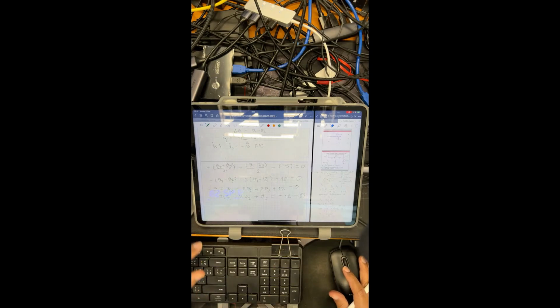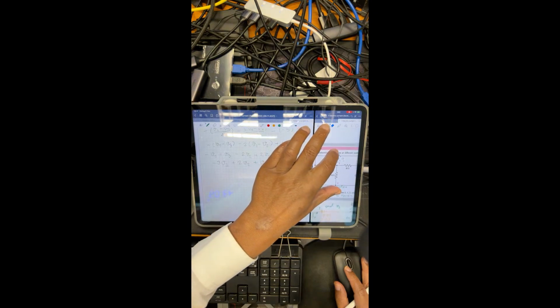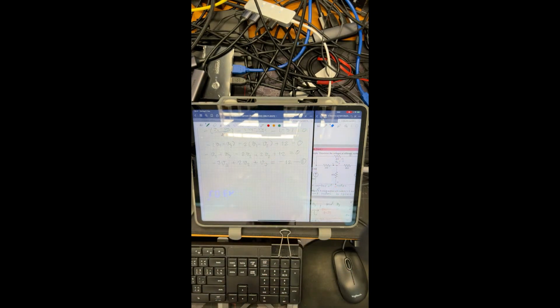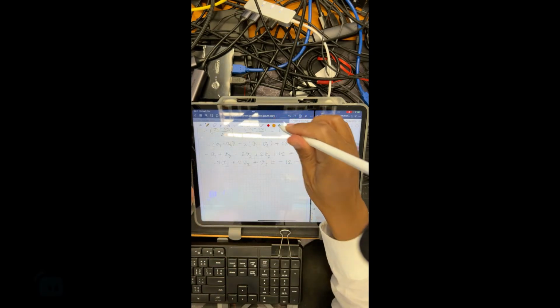Yes, now let's move to node number 2, which is this one. Node number 2 is connected to 3 different resistors: the resistor of 2 ohm, 4 ohm, and 8 ohm. Let's draw that.